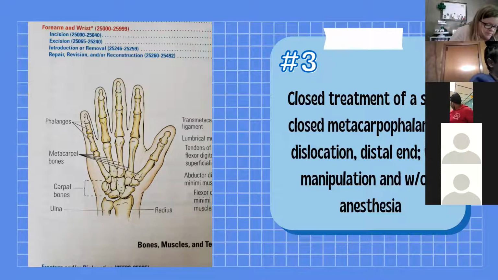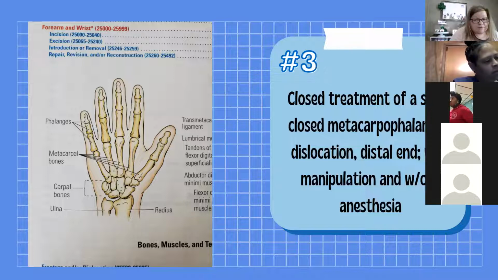Nope. Okay. If you've got metacarpophalangeal joint, under that it starts with arthrodesis. And then the next column continues with biopsy, and then capsule. And then a couple of options down, you have dislocation. And that's what we're looking at, the dislocation of the metacarpophalangeal joint. Closing open treatment. Okay, so it's going to be 26715.